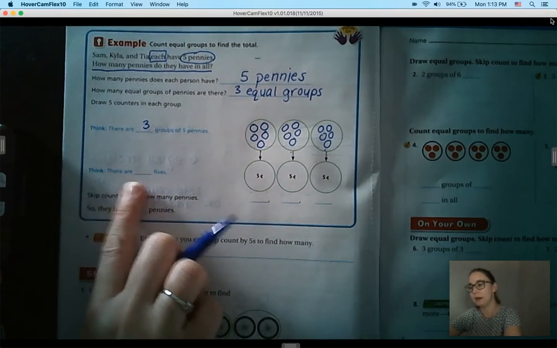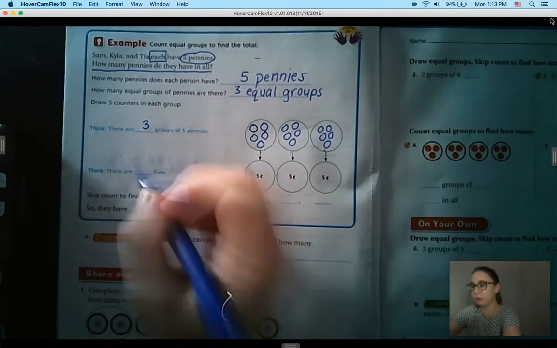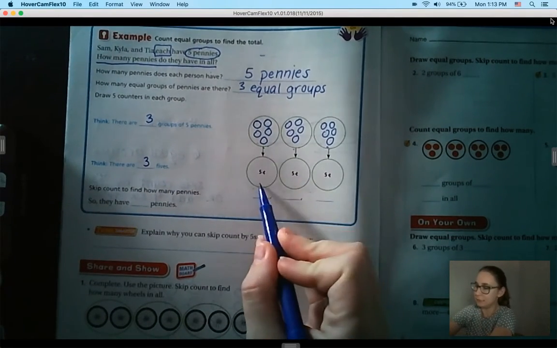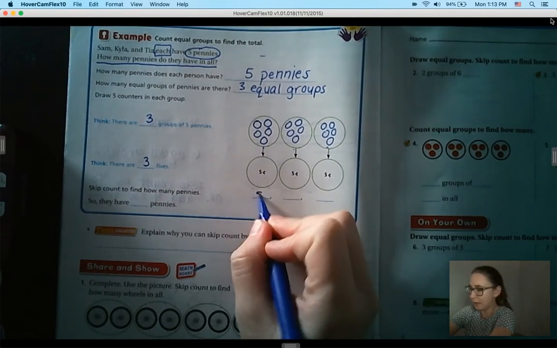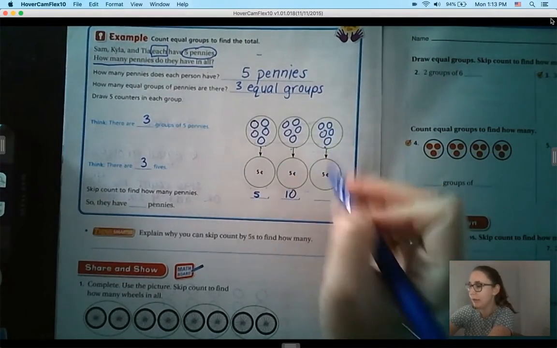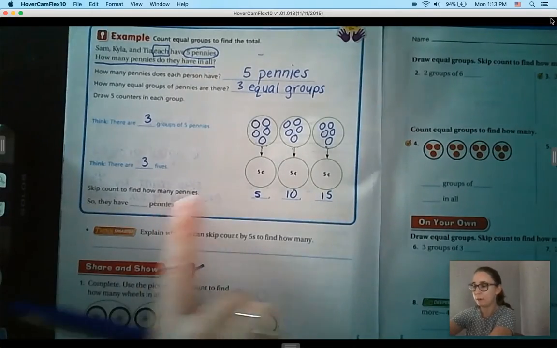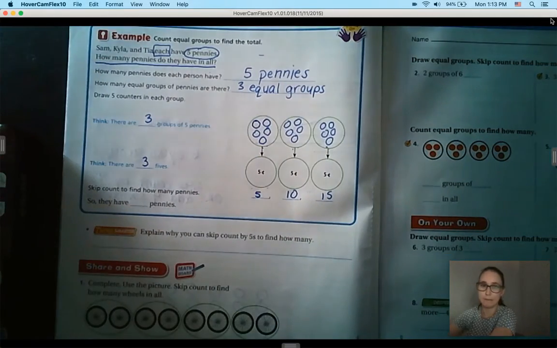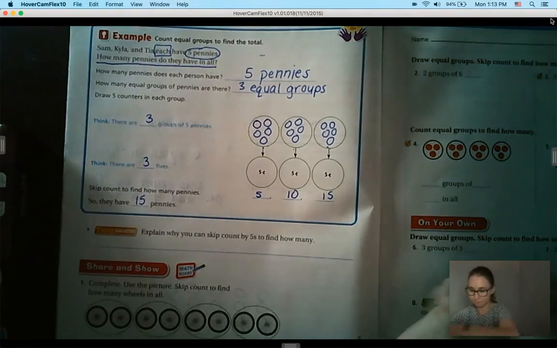It says, think, there are how many 5s? How many groups of 5 do we have? 1, 2, 3. There are 3 5s. Since this represents cents, how many do we start with Sam's? He has 5. If we add in Kyla's, she brings us up to 10. And Tia's brings us up to 15. It says skip count to find how many pennies. So I did 5, 10, 15. So they have how many pennies in all? They have 15 pennies.